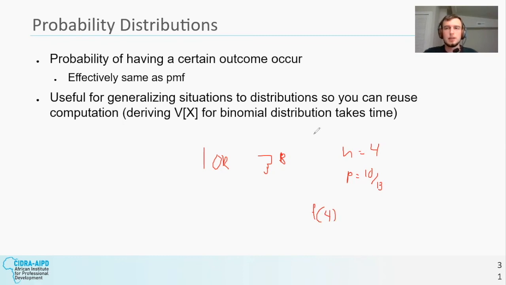But the main key is once you recognize a word problem does follow the binomial distribution or some other distribution, you can use equations that are known for that distribution to solve for useful things like the expected value and variance, instead of having to use formulas that can take you a long time to solve otherwise.